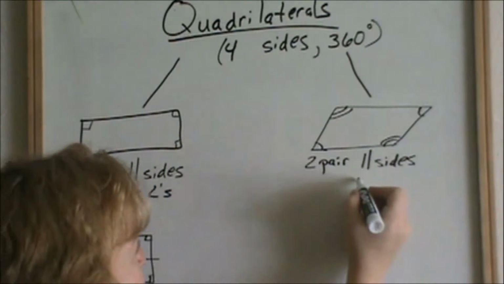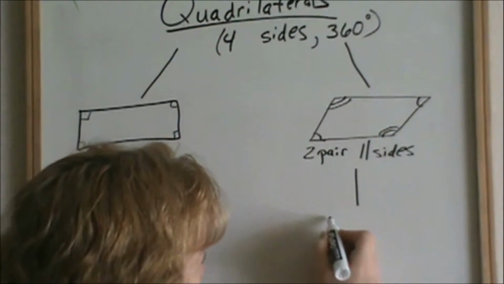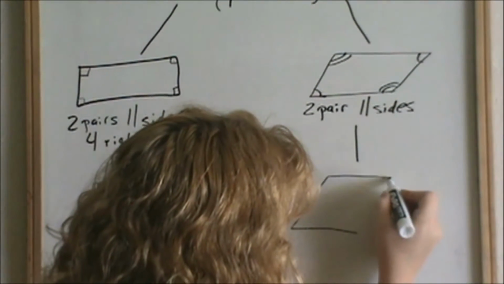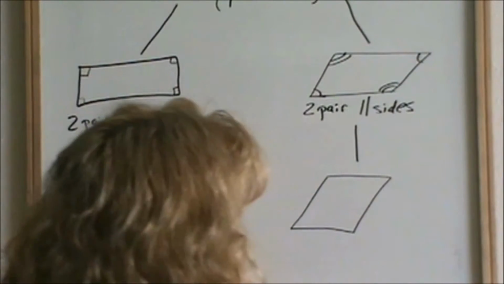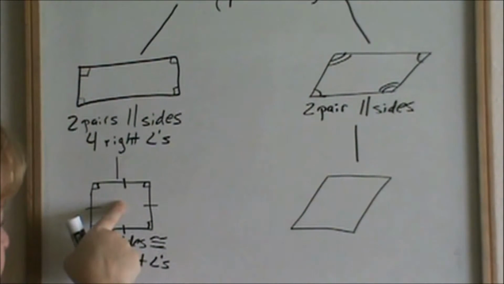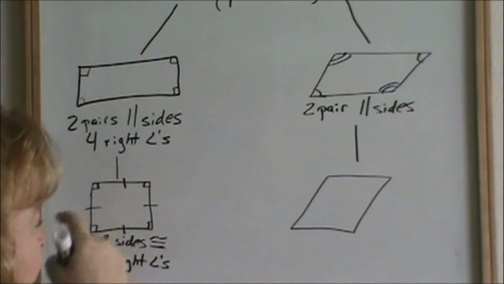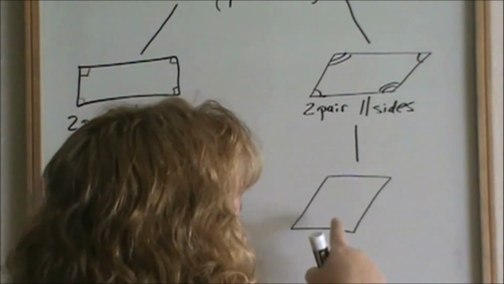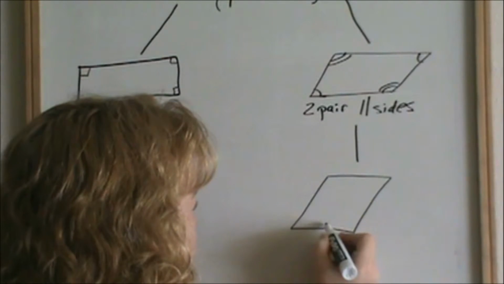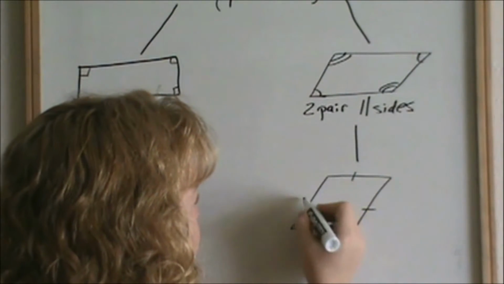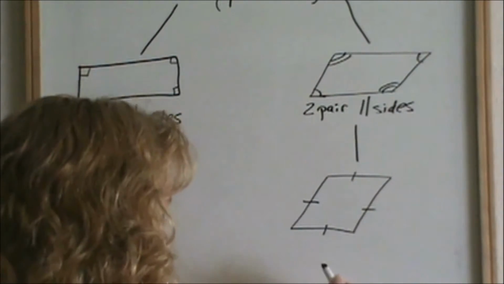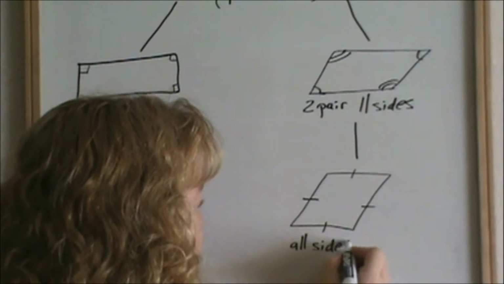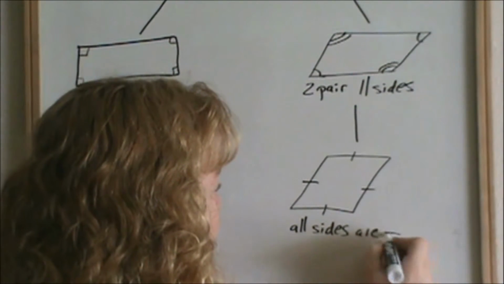Okay. A special parallelogram is a rhombus. A rhombus is just a tilted square. If I took my square and tilted it over, it's a rhombus. A rhombus is a special parallelogram. In a rhombus, all sides are congruent, just like a square.